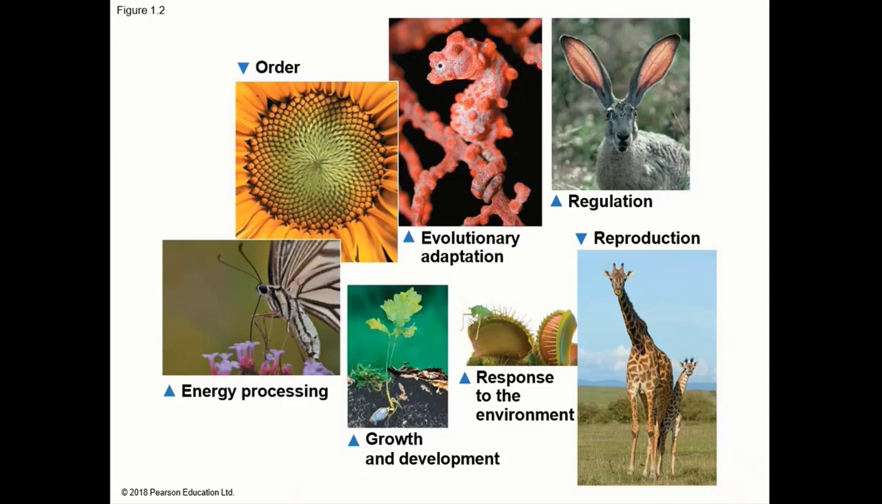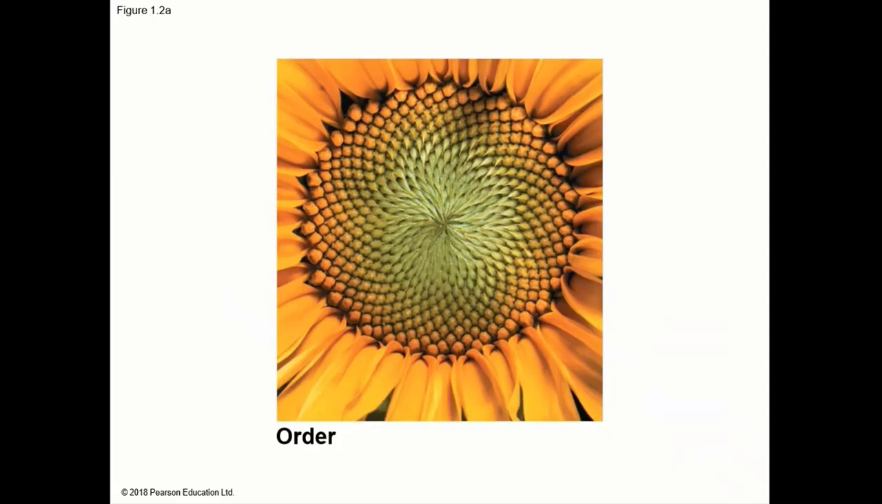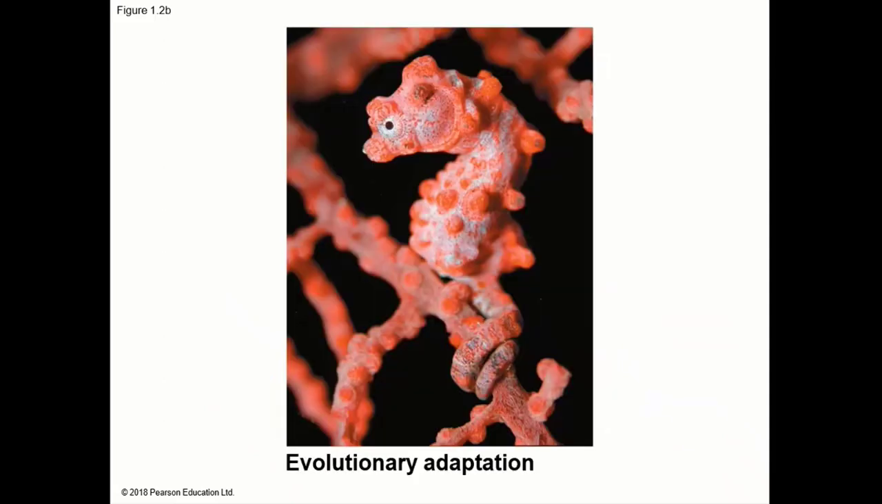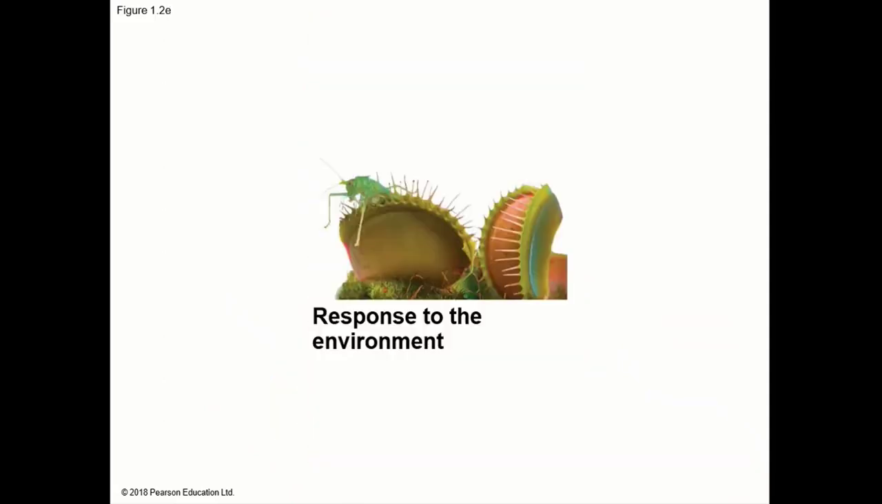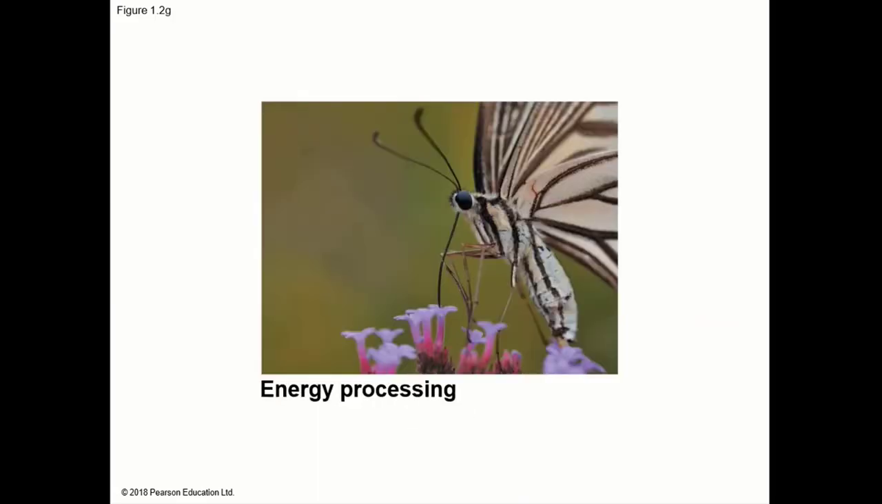Your system or your environment has to be regulated, and for individuals to survive, there has to be reproduction and a response to the environment. You have to be quick, you have to grow and develop, and there has to be an exchange and input of relationships, symbiotic relationships, where there's energy processing. Like I said, this order, evolutionary adaptation, these are just characteristics of life and the environment, and the processing of energy.